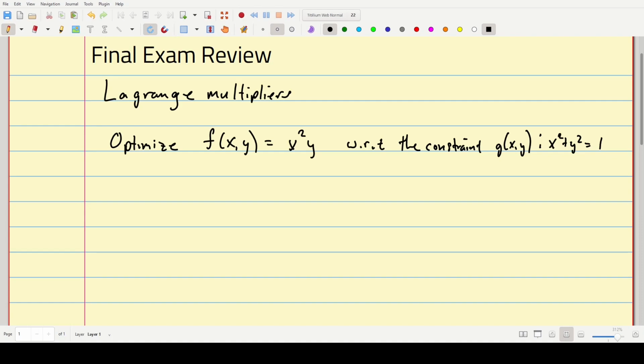It means "with respect to." Sometimes it's used as a phrase when you're talking about differentiating, or in a situation like this, where there's a constraint.